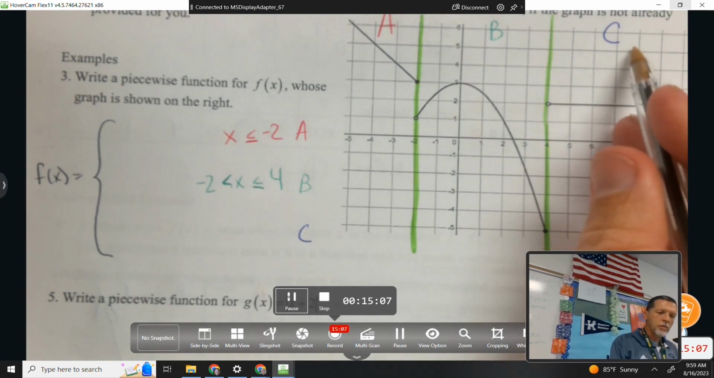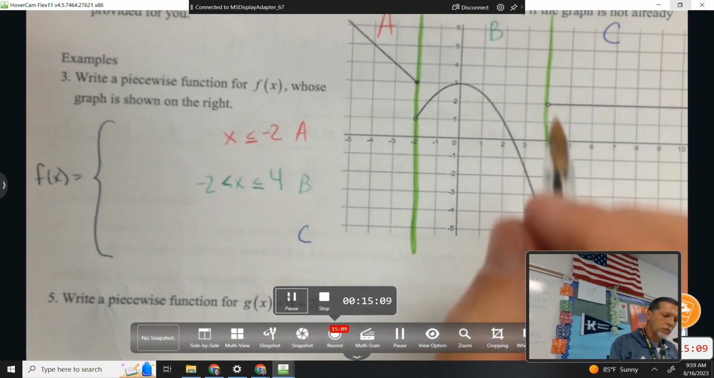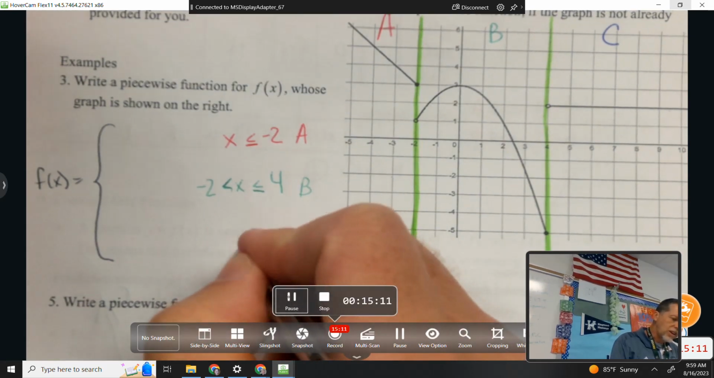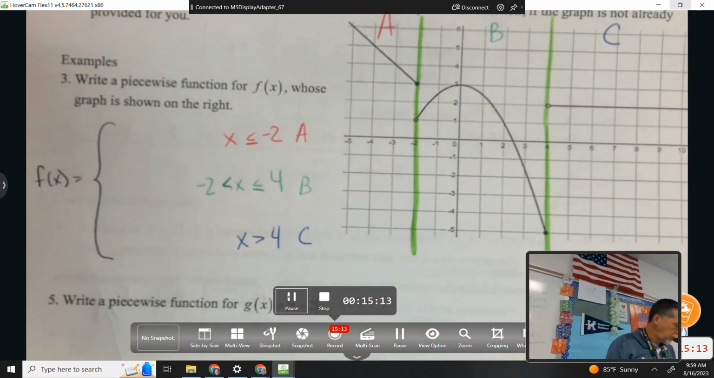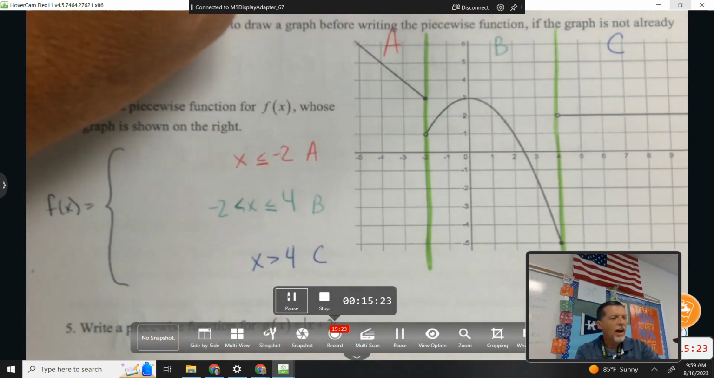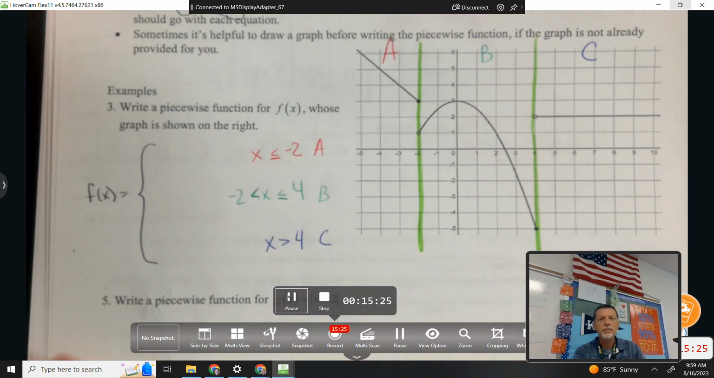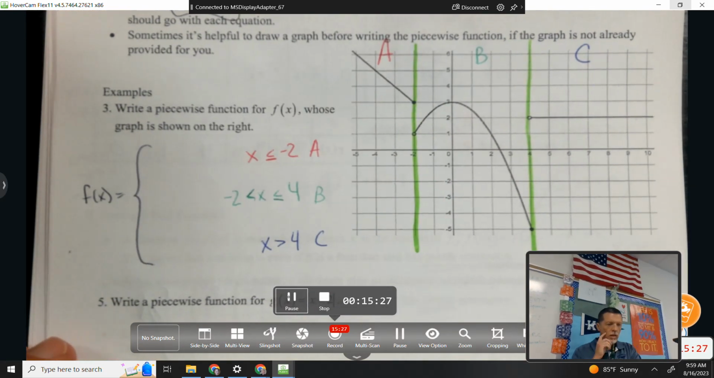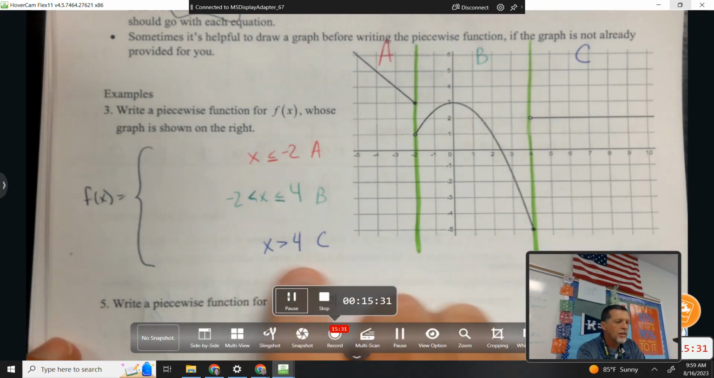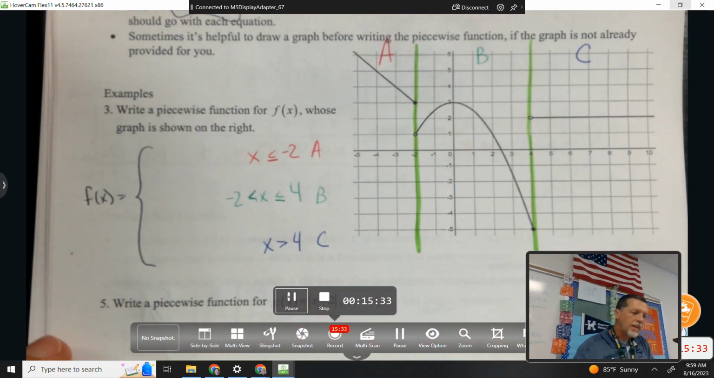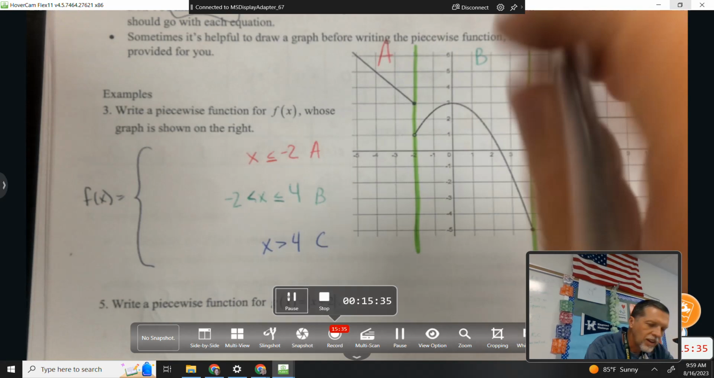Jumping to neighborhood C means I don't want to include 4 in neighborhood C. Neighborhood C is just x is greater than 4. Okay, I hadn't even considered what the equations of the functions are yet. I've just got the neighborhood set up right now. But that's how we did it when we were graphing. We started with setting up the neighborhoods. So same thing, set up the neighborhoods. Now we can figure out what function this is.